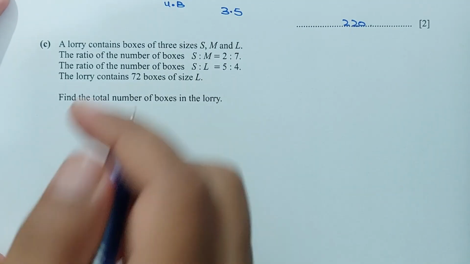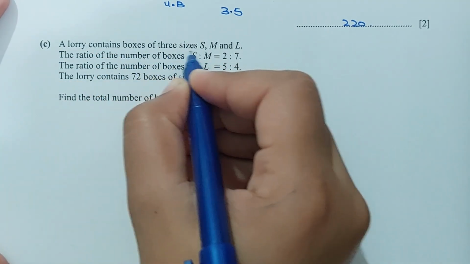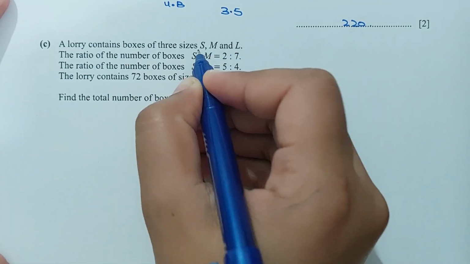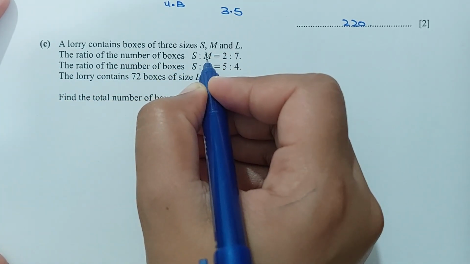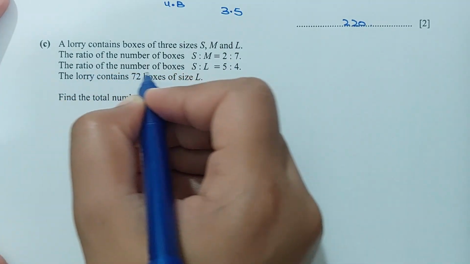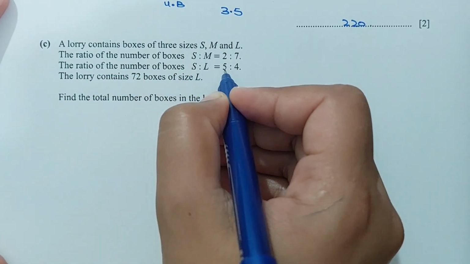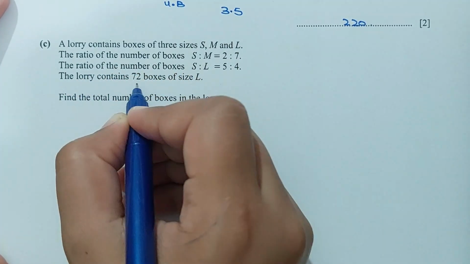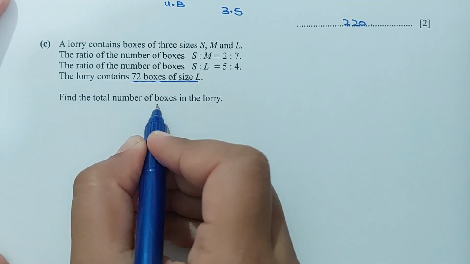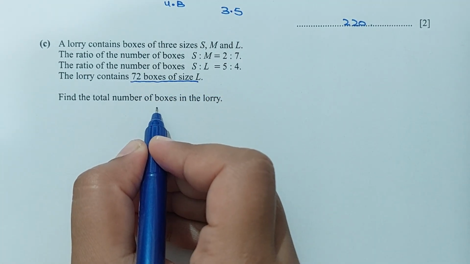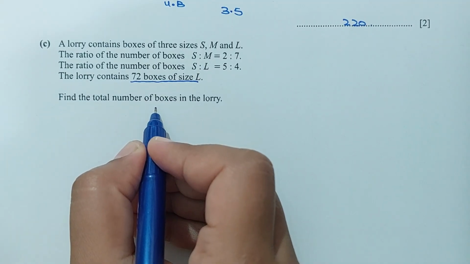Now for part C, a lorry contains boxes of 3 sizes, small, medium and large, S, M, L. The ratio of the number of boxes S and M is 2:7 and the ratio of the number of boxes S and L is 5:4. The lorry contains 72 boxes of size L. Find the total number of boxes in the lorry, the sum of S, M and L.